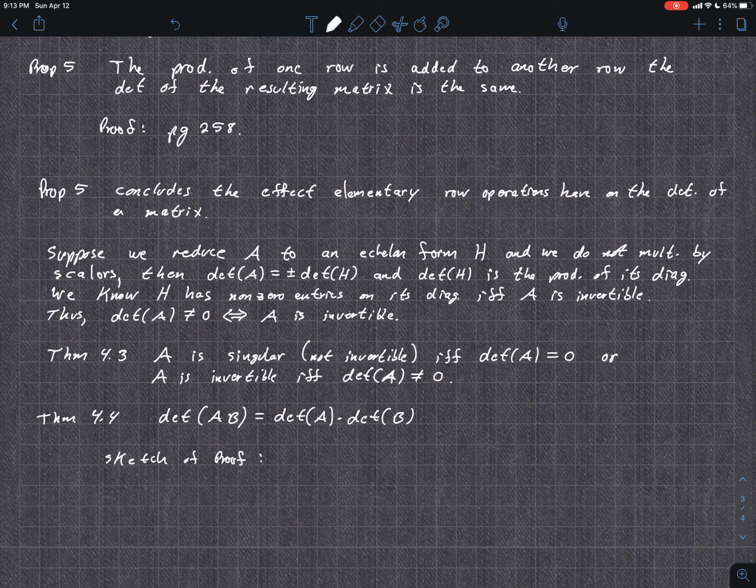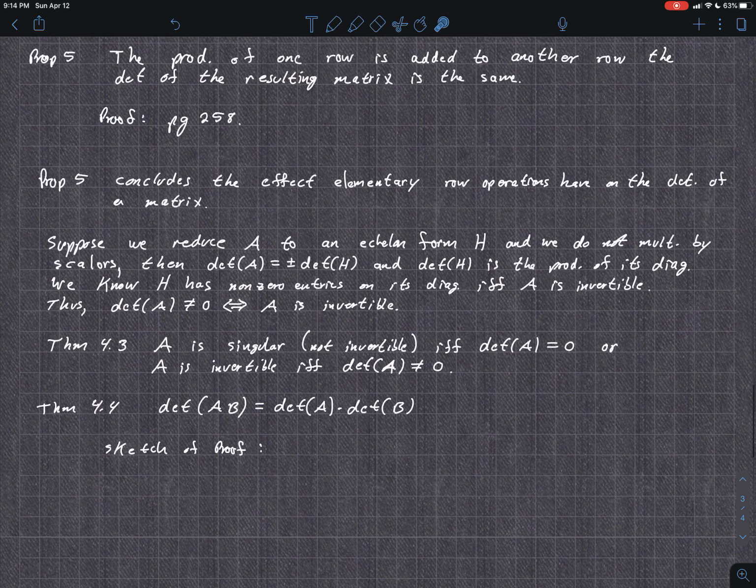Property 5: if a multiple of one row is added to another row, the determinant of the resulting matrix is the same. The proofs are, I wouldn't say complicated, but they're tedious to go through. So not something I want to look at for exams, but you may want to take a look just to see how they're done. That's page 258. Maybe we'll come back to it another time.